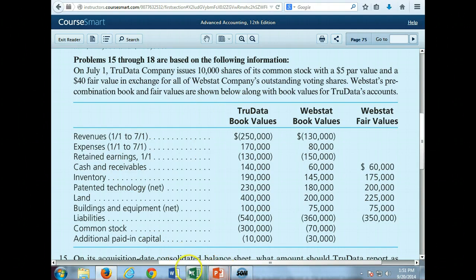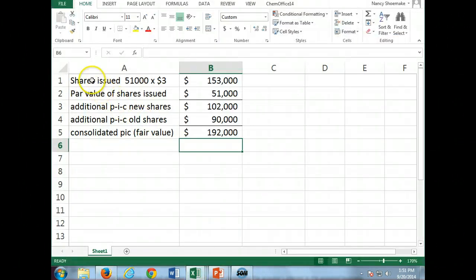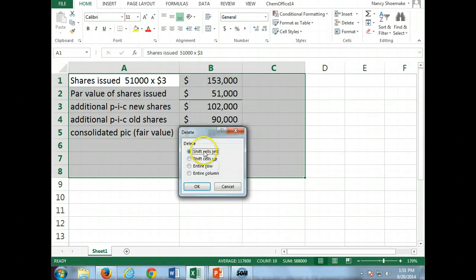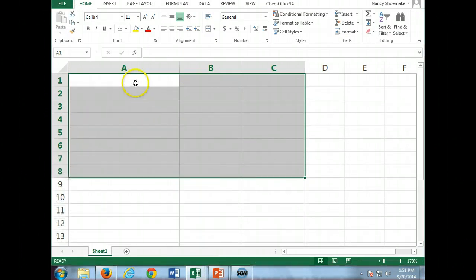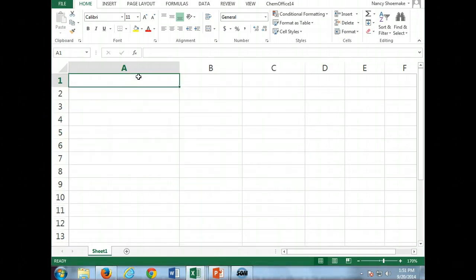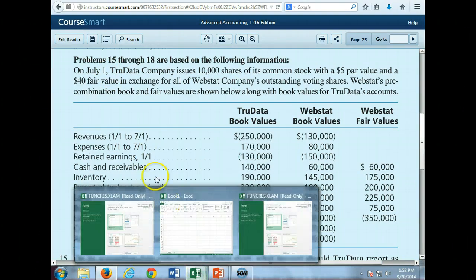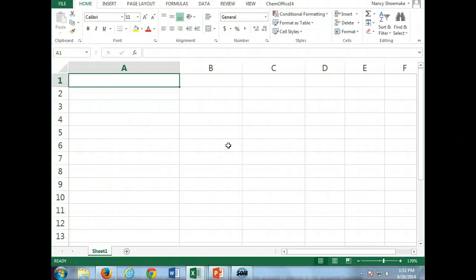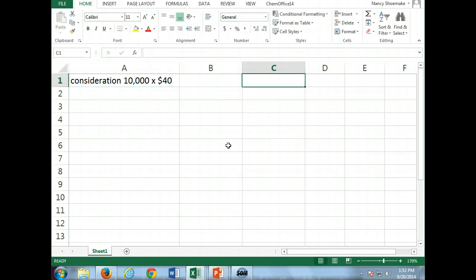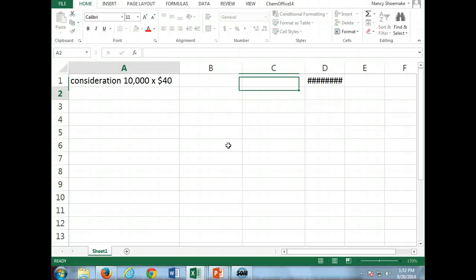So what we're going to do here is show how much consideration was transferred. 10,000 shares at $40 a share, right? So consideration is 10,000 shares times $40. What is that going to be? 400,000. Okay?